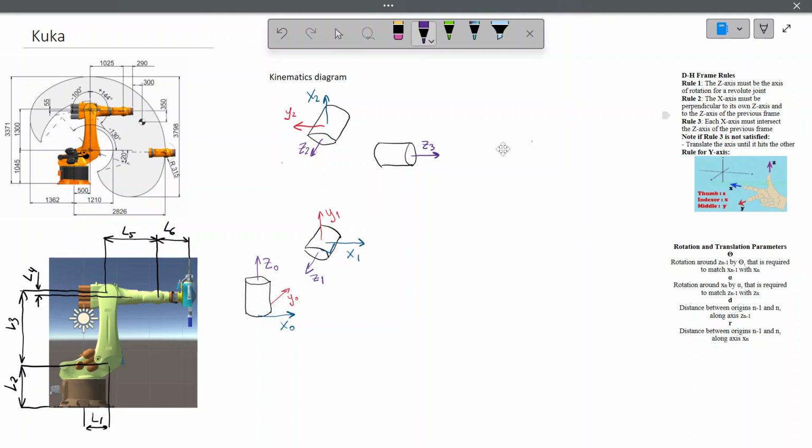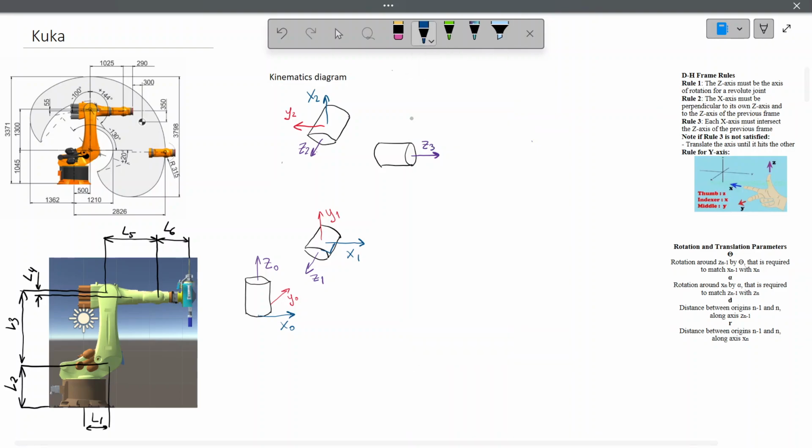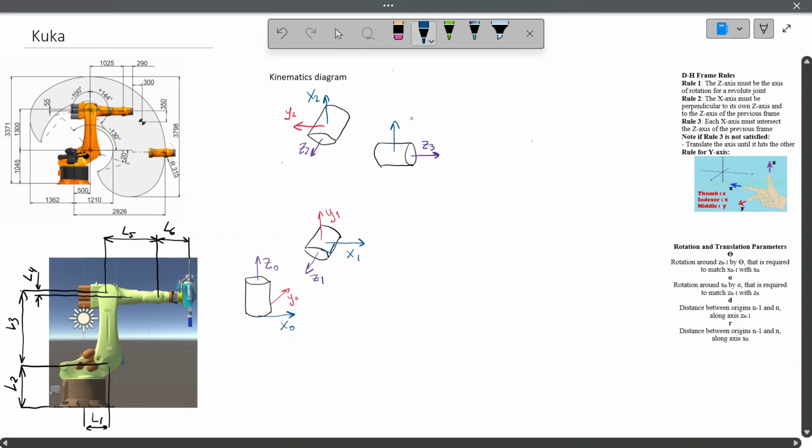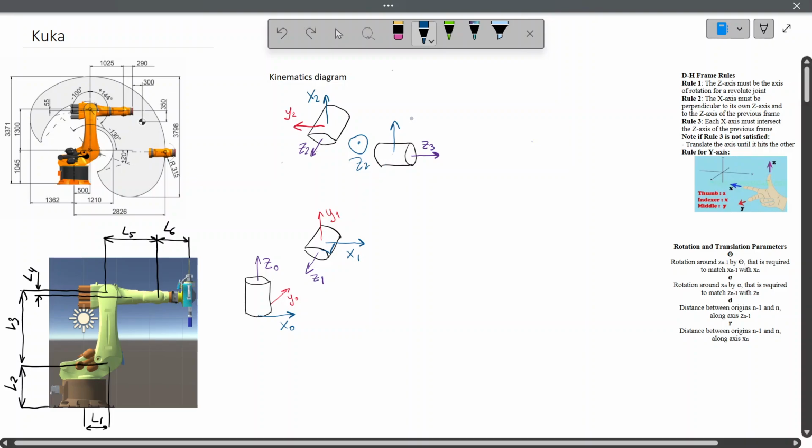Next, we draw the x-axis. X is perpendicular to this one. For example, if we draw it this way, it's perpendicular, but this one is looking toward us, so it's z2. Again, they do not intersect. If we draw x this way, again, they will not intersect in 3D.